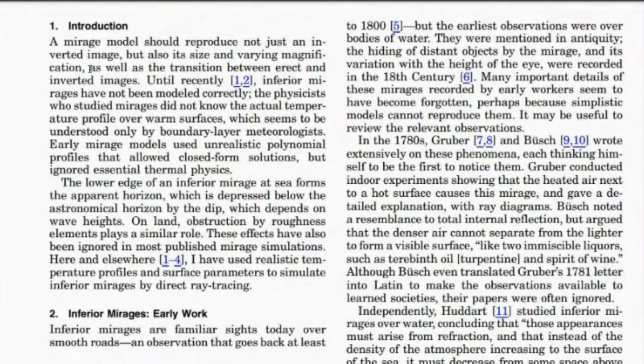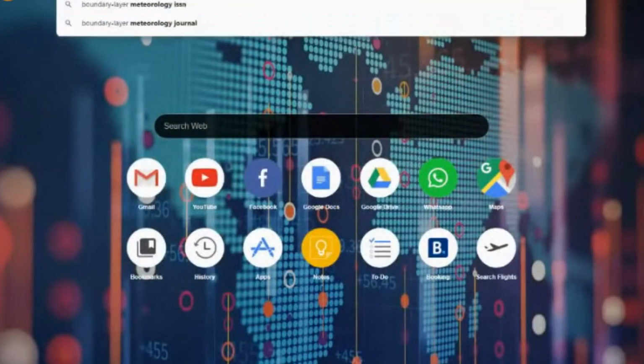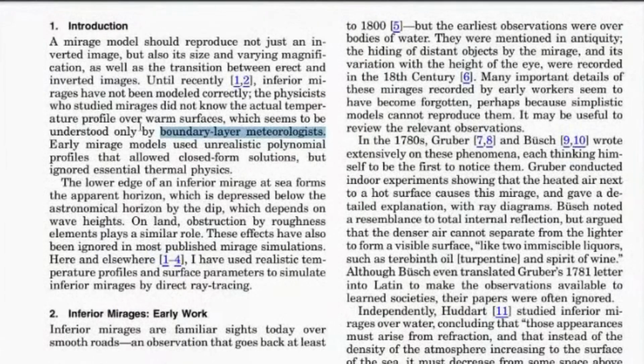Until recently, inferior mirages have not been modeled correctly. The physicists who studied mirages did not know the actual temperature profile over warm surfaces, which seems to be understood only by boundary layer meteorologists. Okay, I'm going to have to look that up. Who are these boundary layer meteorologists, right? So put that in there real quick and let it be. Excuse me, sorry for coughing in here. Early mirage models used unrealistic polynomial profiles that allowed closed form solutions. The lower edge of an inferior mirage at sea forms the apparent horizon.